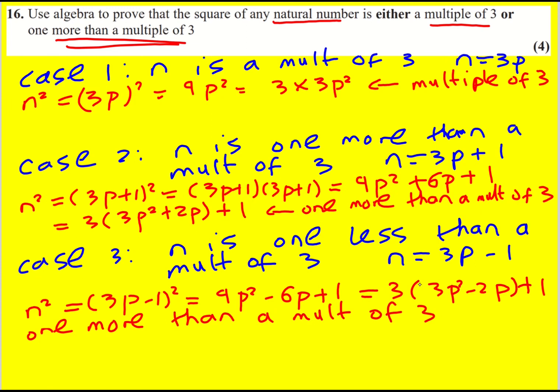And we've shown it. We've considered every possible number, splitting it into these 3 cases. We've always got a multiple of 3 or 1 more than a multiple of 3. And so to finish, we can just say the result follows. Proof complete, QED, however you want to finish it off. Great.